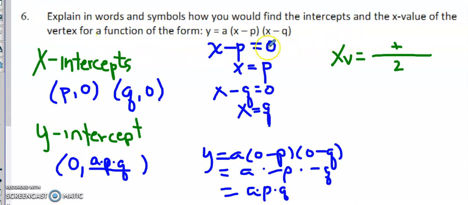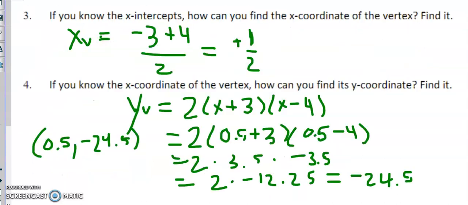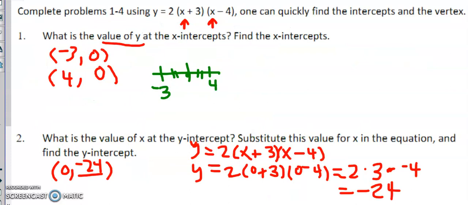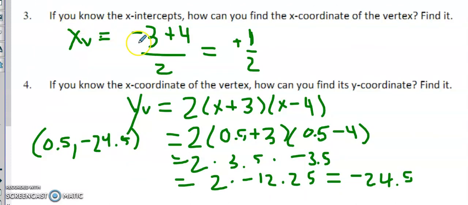And then for the x value of the vertex, you're going to be going halfway between these x-intercepts. So if you take the p value and the q value and add those two numbers together and divide by 2, that's going to tell you the x value of the vertex. Very similar to what we did back here in this problem. Took the two answers, the p and the q, and we added them together and divided by 2.